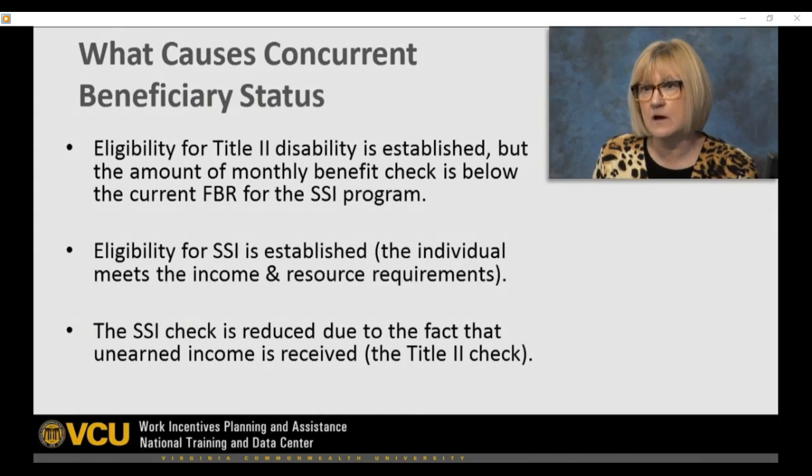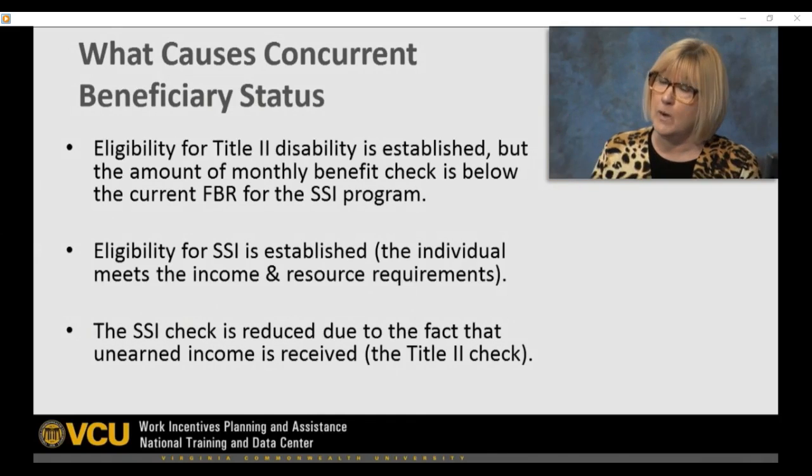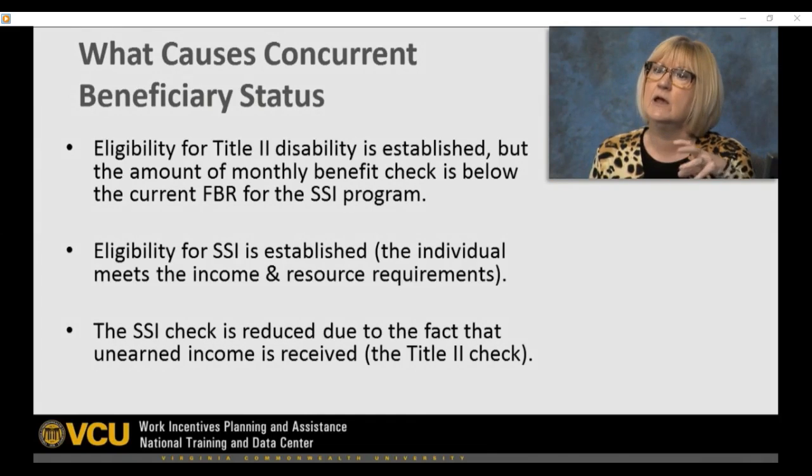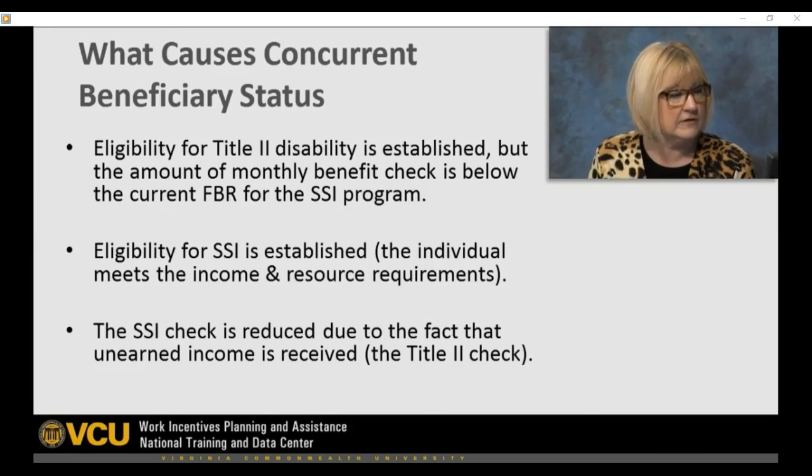So what causes the 2 checks? Why are some people concurrents? Well, remember how we talked about SSI being the payer of last resort? When someone comes in to apply for the SSI program, Social Security will always check to see if maybe this person is eligible for a different benefit from Social Security. Maybe they're eligible for a Title II benefit, and they'll examine that first. And if there is eligibility on that side of things, that benefit is afforded first, because SSI is payer of last resort.